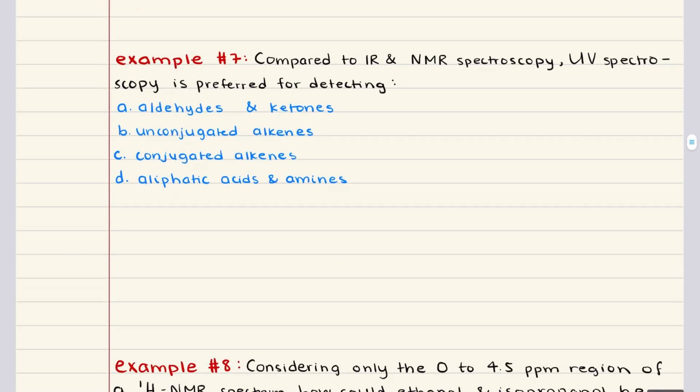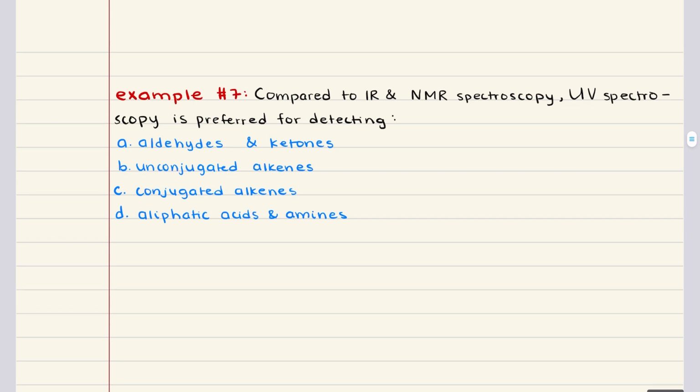Problem 7 says, compared to IR and NMR spectroscopy, UV or ultraviolet spectroscopy is preferred for detecting blank. A says aldehydes and ketones. B says unconjugated alkenes. C says conjugated alkenes. And D says aliphatic acids and amines.